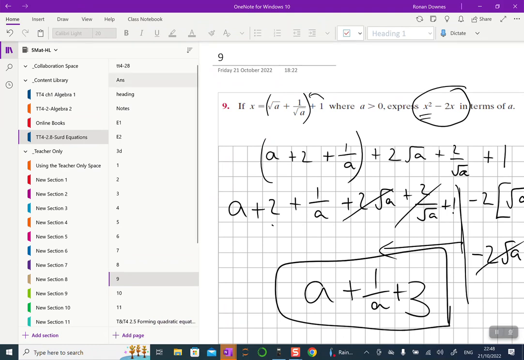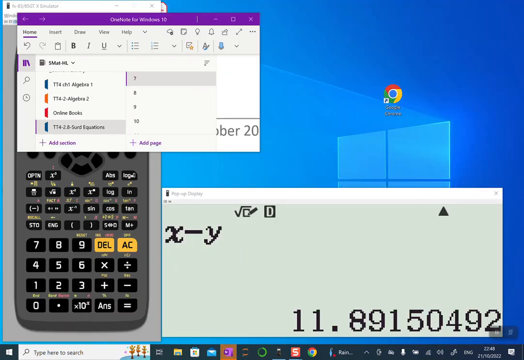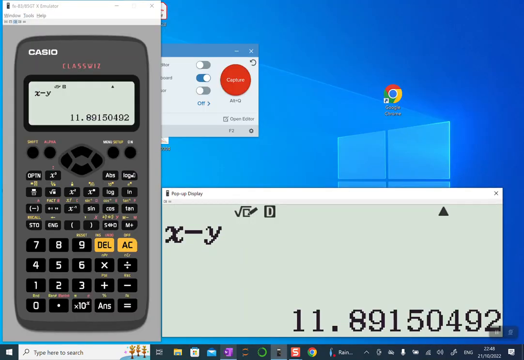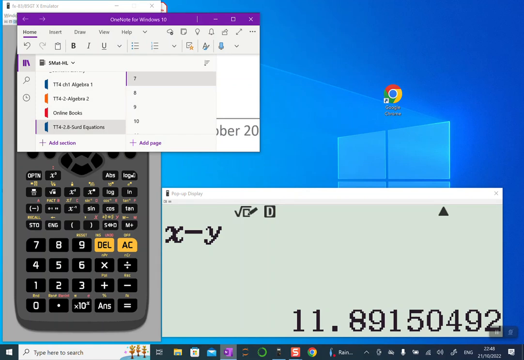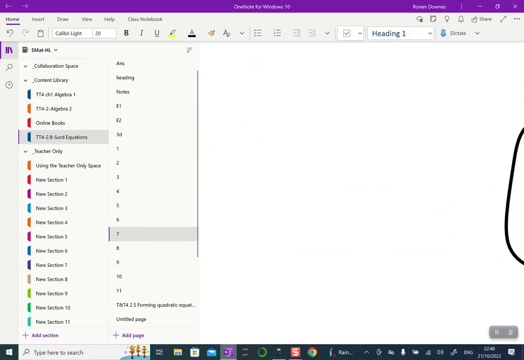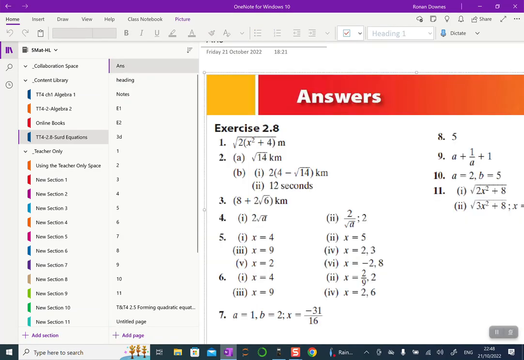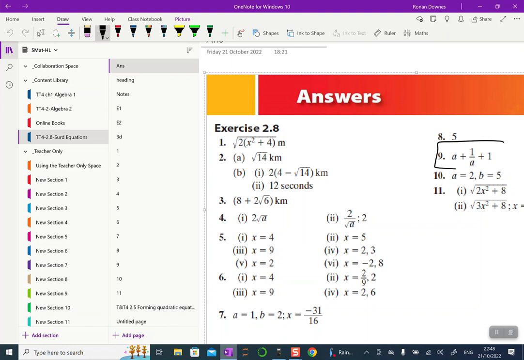What number? 9. Yep. Did I have a single one? I hope I did. A plus 1 over a plus 1. I'm sure I had a plus 1. Let's look back and see.